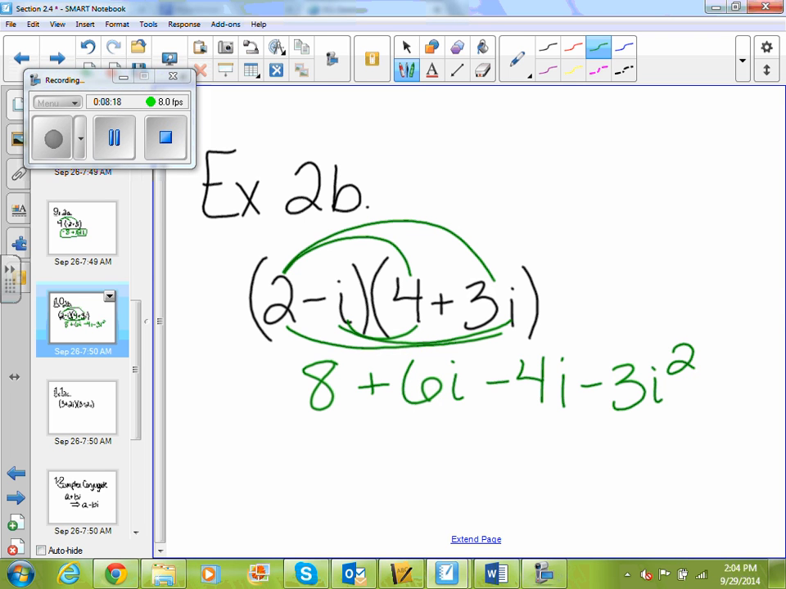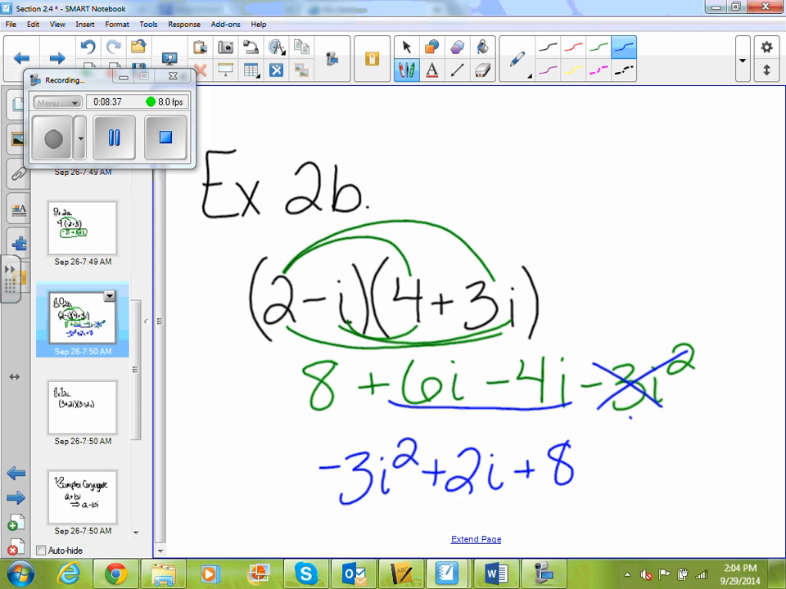i's work just the same as if we had variables. So if we want to put this in standard form, we put our i squared first, so negative 3i squared. We combine our 6i and negative 4i, that becomes 2i. And we have our 8 that just hangs out in the back.